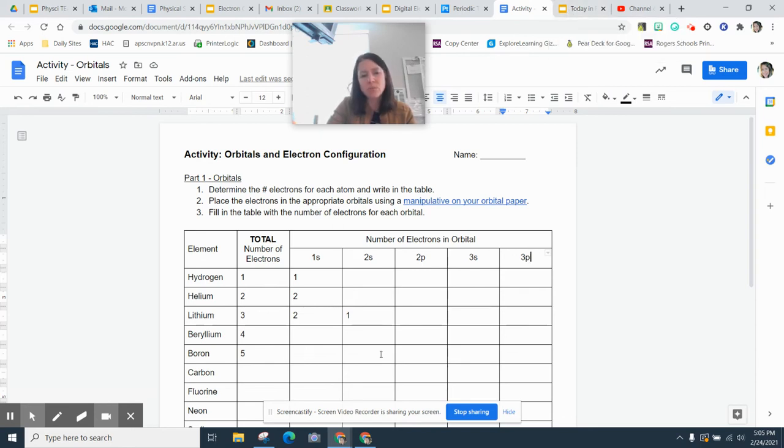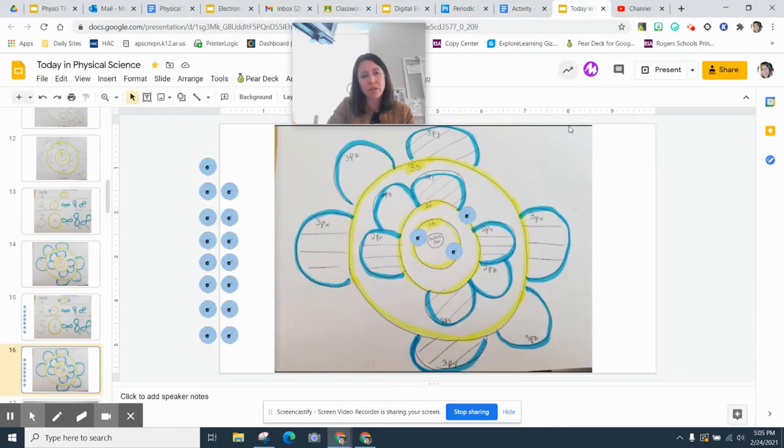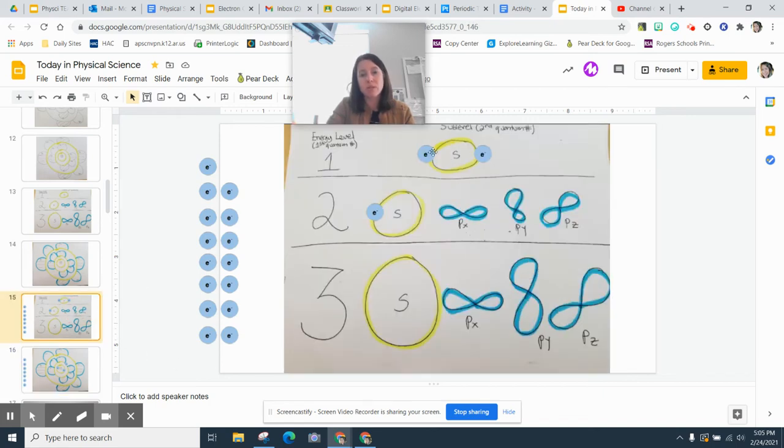Let's skip ahead and do boron. So boron, I need 5. Okay, so I've got 1, 2, let's start back here. So this is full. I know each orbital can only hold 2. So I've got 1, 2, 3, 4. So I'm building boron. Boron needs 5. And then I'm going to put it here.